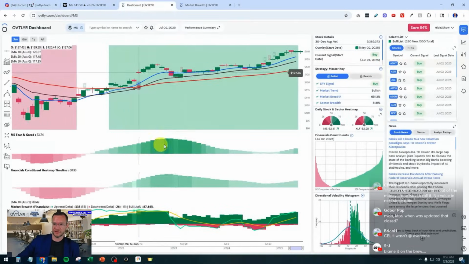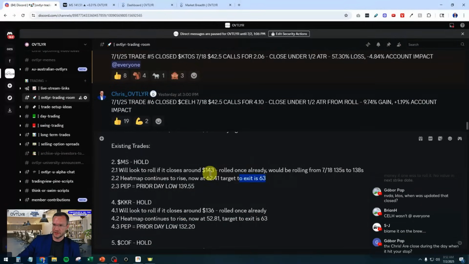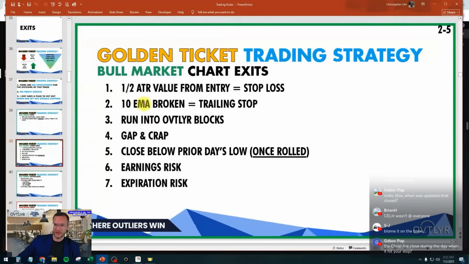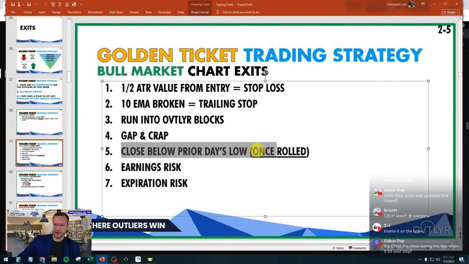What is this measuring right here? This is measuring the fear and the greed in this particular stock. Okay. The heat map value has risen from where we got in and is continuing to rise, getting more and more greedy. So we're going to leave that. And then the planned exit point. Planned exit point means this is the point of maximum risk that I'm willing to tolerate. Maximum risk that I'm willing to tolerate is going to be the prior day low. So that would be here, my note here, close below the prior day's low once it's rolled.